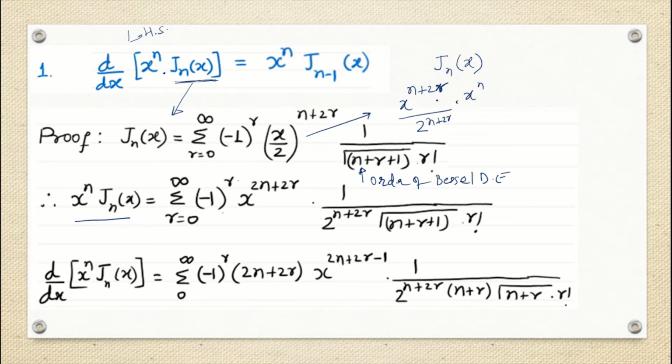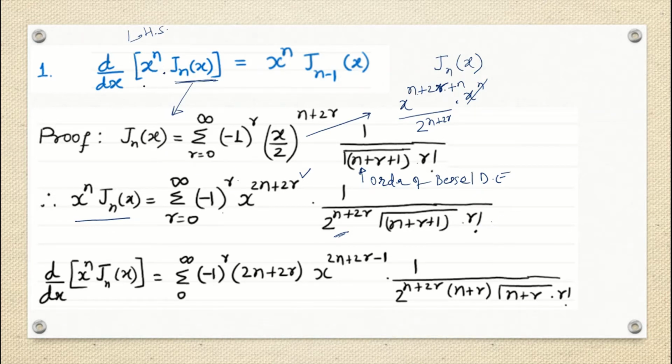The base is the same, so the powers will get added, and it will be x raised to 2n plus 2r, but the denominator will stay as it is, right? Because I am not going to make any changes in the power of 2. So the denominator is as it is, and the numerator just becomes x raised to 2n plus 2r. And finally the remaining things are as they are: 1 by gamma n plus r plus 1, factorial r.